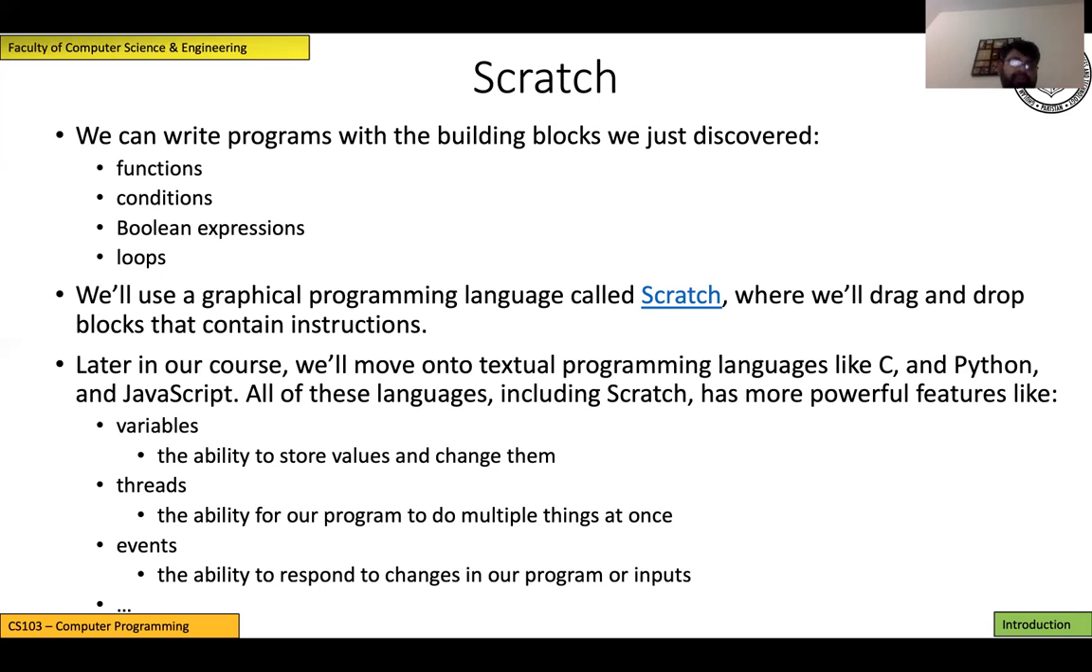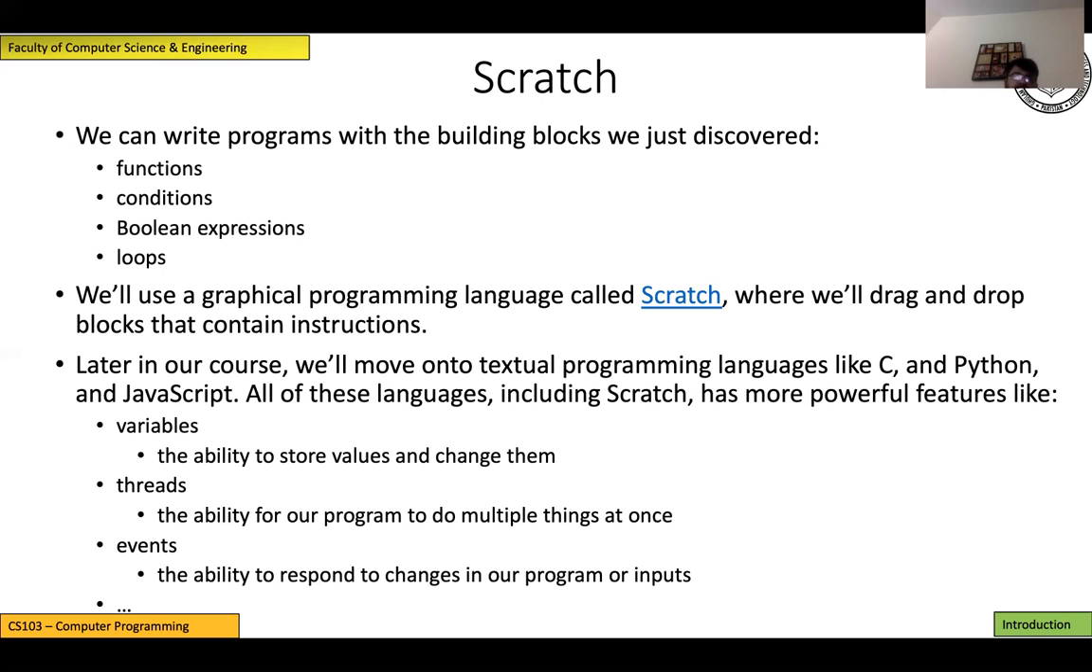Later on in our course, we'll move on to textual programming languages like C and Python and JavaScript. We'll be moving on to C++ for examples in this course, but of course you can apply the same concepts onto Python and JavaScript. All of these languages, including Scratch, have more powerful features like variables, threads, events, and so on.